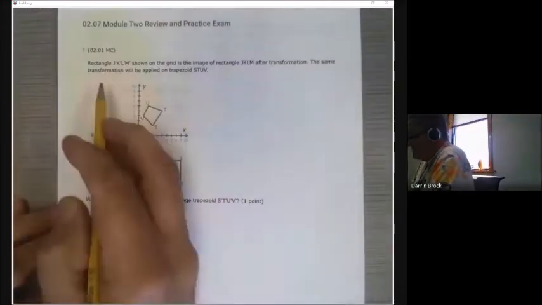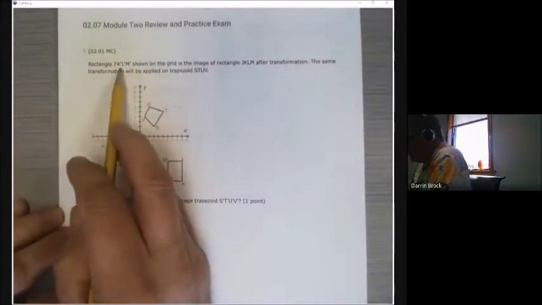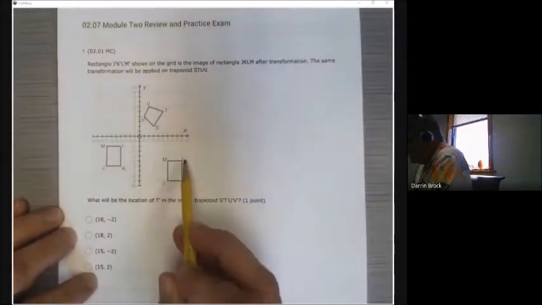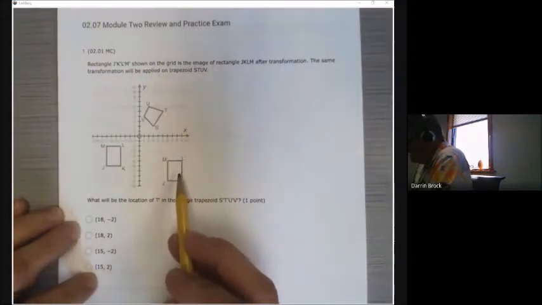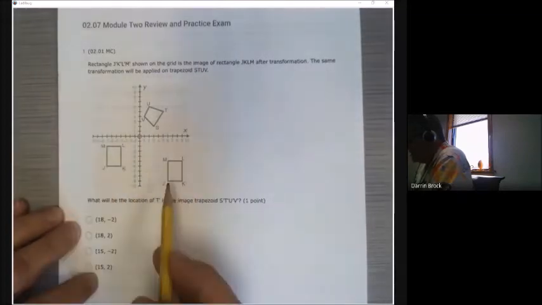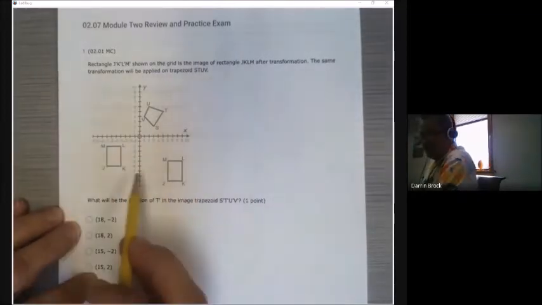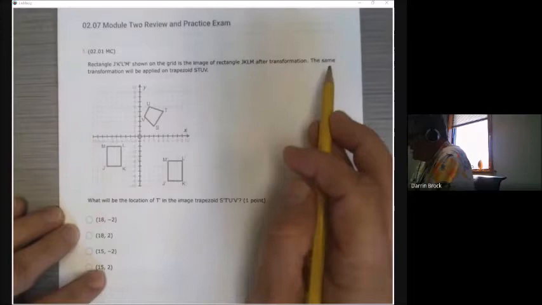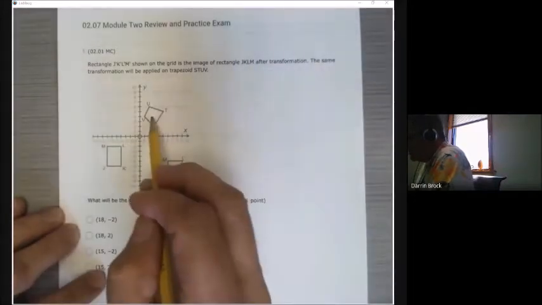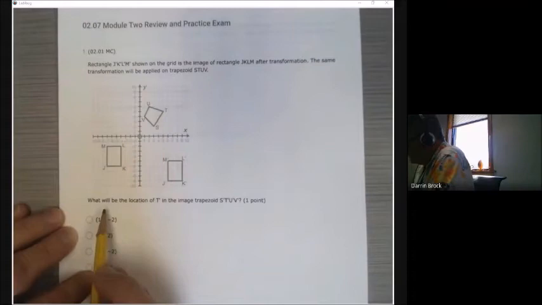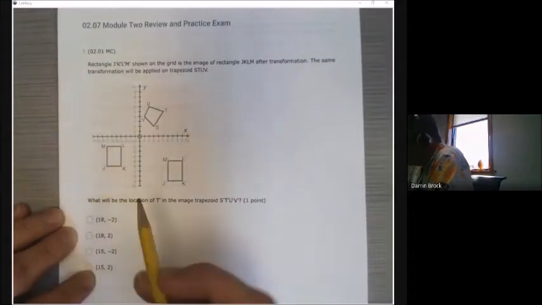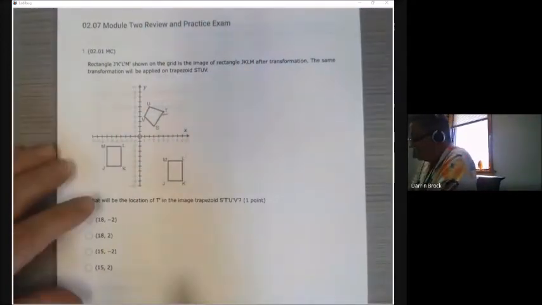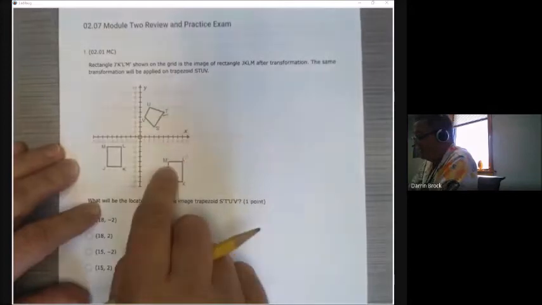All right, problem number 1. Rectangle J prime, K prime, L prime, M prime, shown on the grid, right here, is the image of rectangle J, K, L, M after transformation. So this is the image. We call this a pre-image if it was before the transformation. The same transformation will be applied to this trapezoid, STUV. The question says, what will be the location of T prime? So this is T right here. Where will T prime end up if we use the same transformation that was done here on this trapezoid?